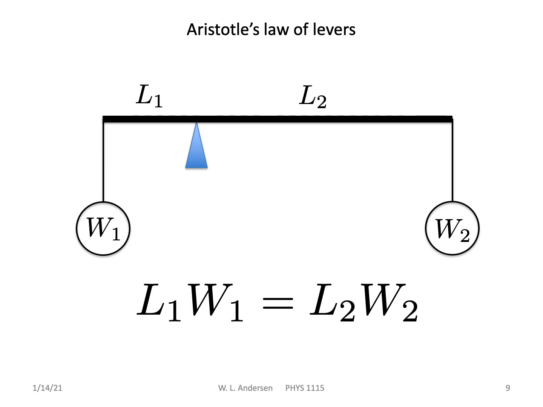We'll begin with the lever action. Aristotle came up with a formula to describe a lever that's in equilibrium. In this situation here, hanging the weight W1 at one end and W2 at the other, there will be equilibrium if that distance L1 times W1 equals L2 times W2. That number is actually sometimes called the torque that's being exerted by the weight in question.